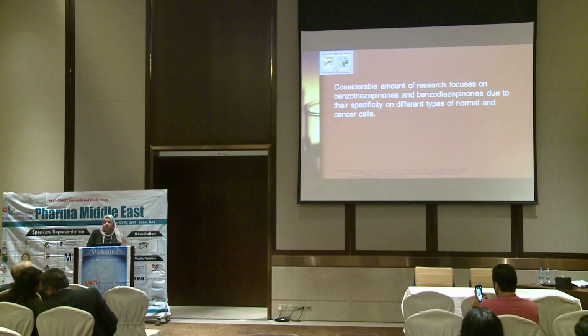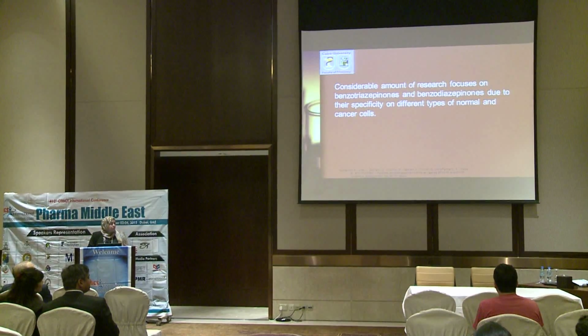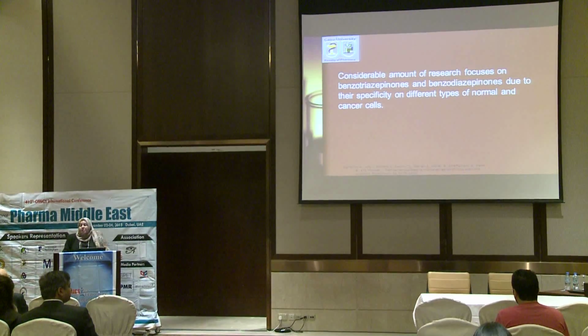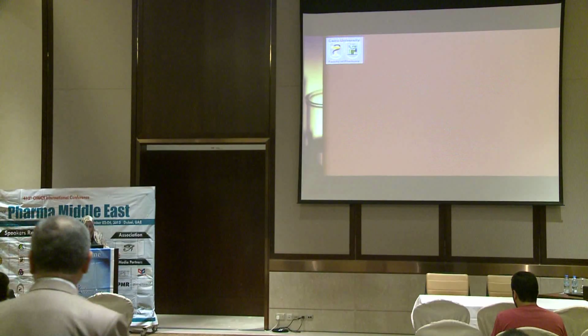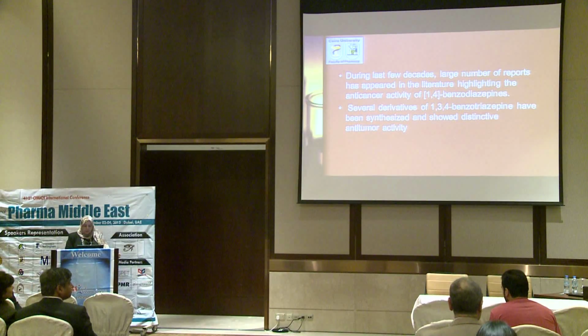A considerable number of drugs have been produced for this. Here I am focusing on the benzotriazepinones, which are bioisosteres of the benzodiazepines. Benzodiazepines and benzodiazepinones have long been used in many pharmacological aspects, but now the focus is on using them in cancer. Benzodiazepines have a unique structure that mimics the peptide linkage, which shifted the interest in benzodiazepine from a CNS-acting drug to anti-cancer drugs. Many drugs based on benzodiazepine have lately been used as anti-cancer agents. Benzotriazepine, as a bioisostere for benzodiazepine, has also been used.